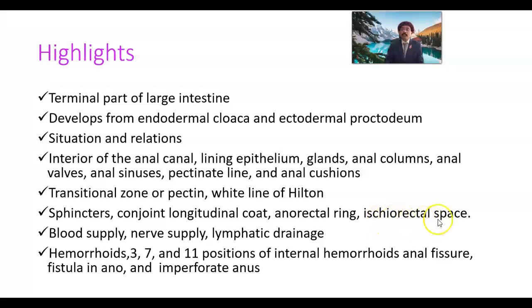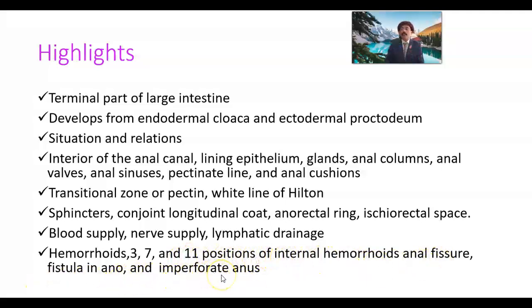Okay, we have anorectal veins, rectal spaces or anal spaces, blood supply, nerve supply, and lymphatic drainage. Lymphatic drainage above the pectinate line goes to the internal iliac lymph nodes. Below the pectinate line, lymphatics go to the superficial inguinal lymph nodes. We have hemorrhoids at the 3, 7, 11 positions. We can see the primary internal hemorrhoids, which begin above the pectinate line.